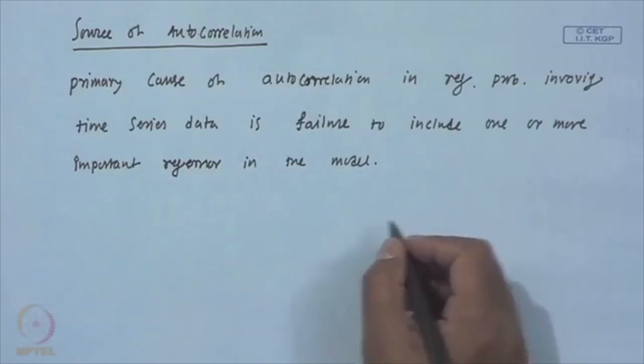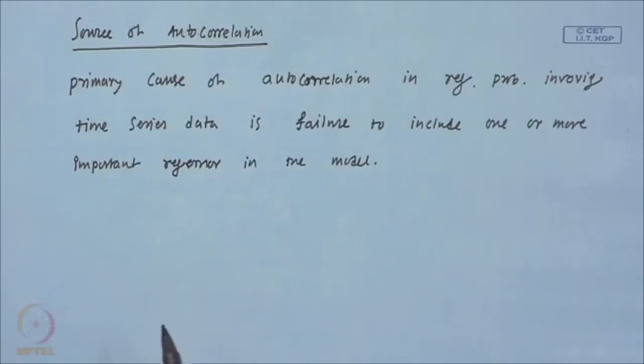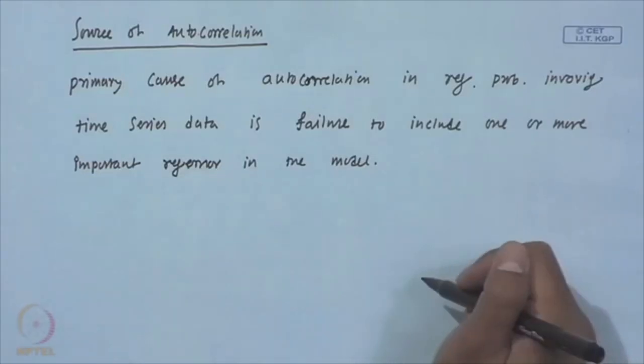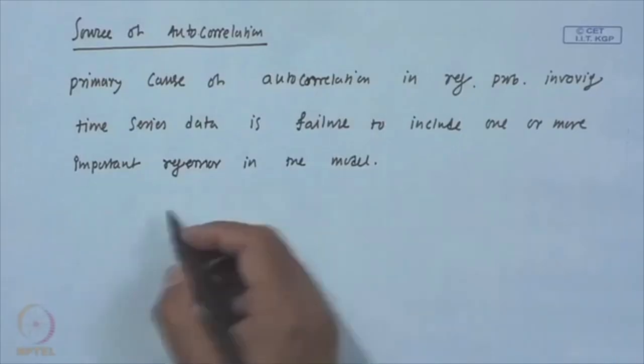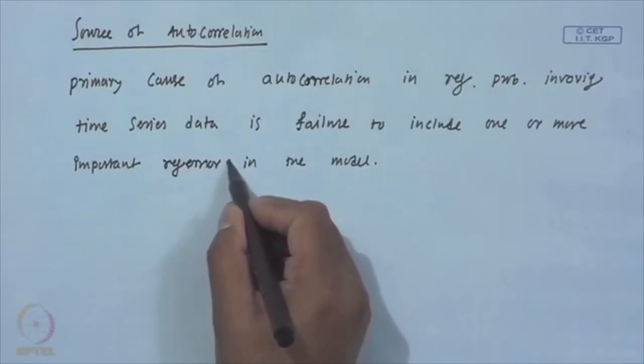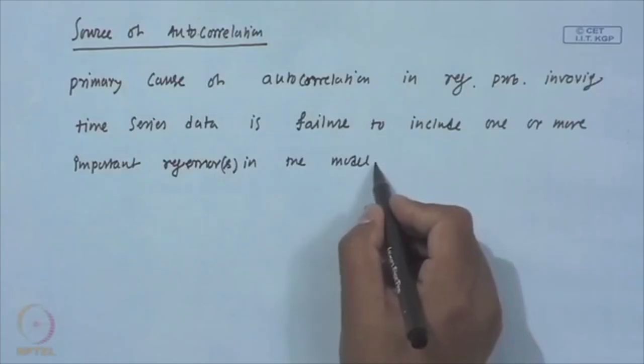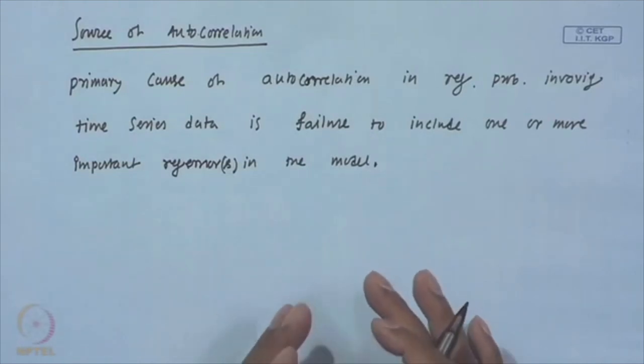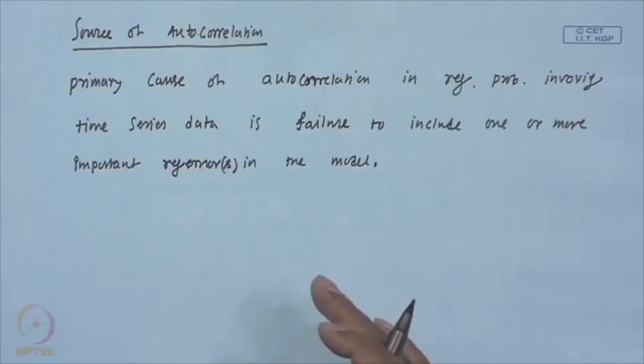Okay, so it says that the primary cause of autocorrelation in a regression problem involving time series data is failure to include one or more important regressors in the model. Okay, so what do we mean by this? Let me consider the example of soft drink concentrate data. There we are trying to regress the sales amount on the amount of expenditure for advertisement.